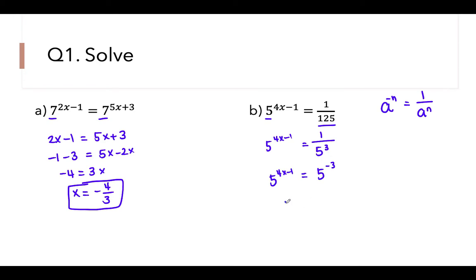Then 4x minus 1 equals negative 3. 4x equals negative 3 plus 1. 4x equals negative 2. So x is equal to negative 1 over 2. And we just solved for x.